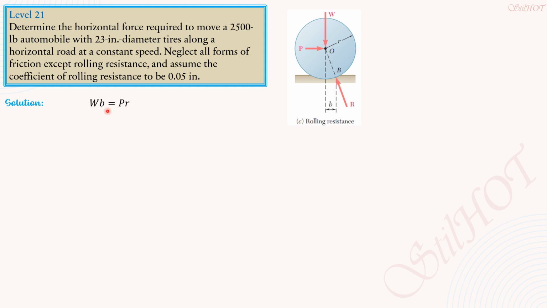Then the W is 2,500, b is 0.05 inch, P is the required force, and the radius is 11.5 inches. Substitute: 2,500 times 0.05 equals P times 11.5 inches. Solving for P, P is equal to 10.87 pounds.